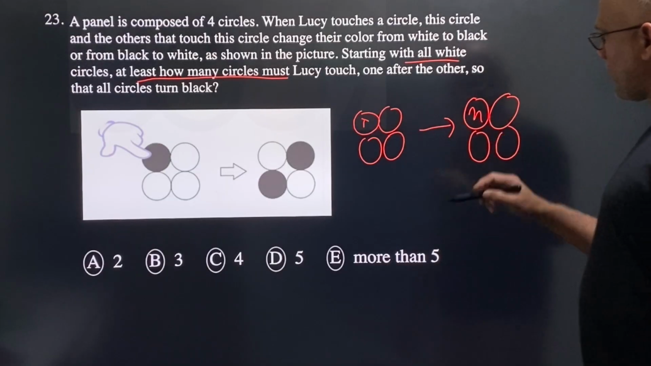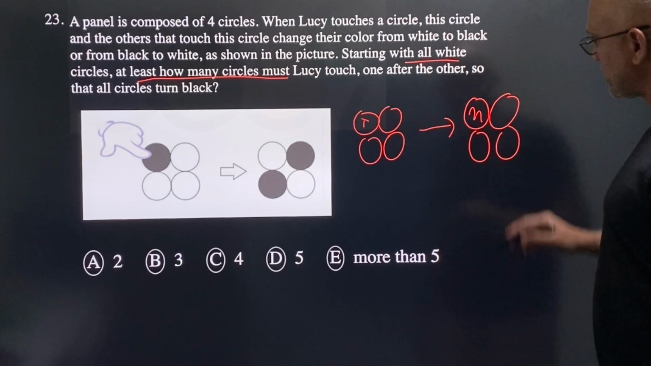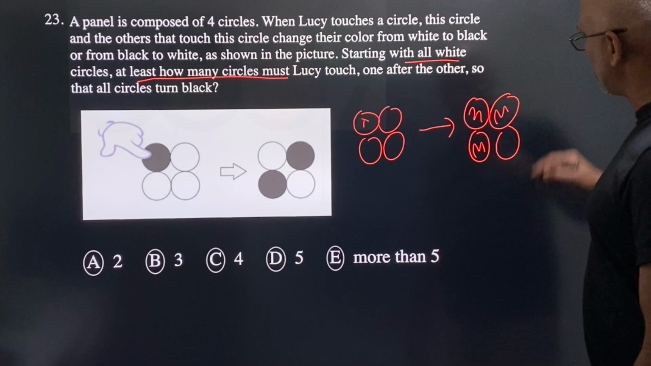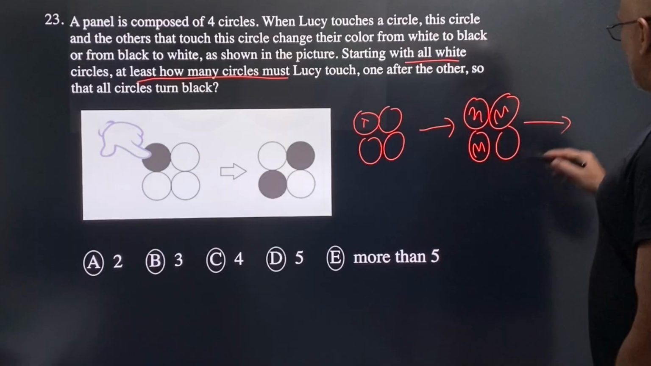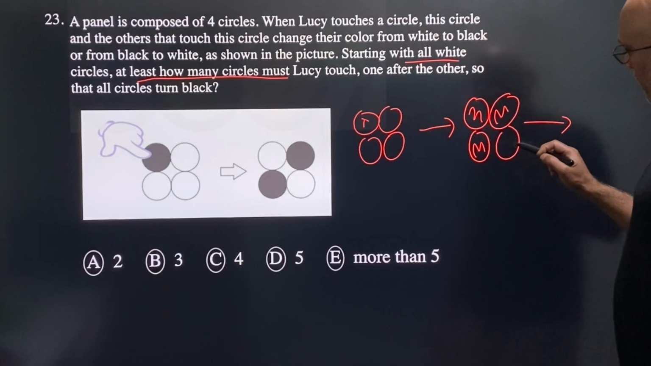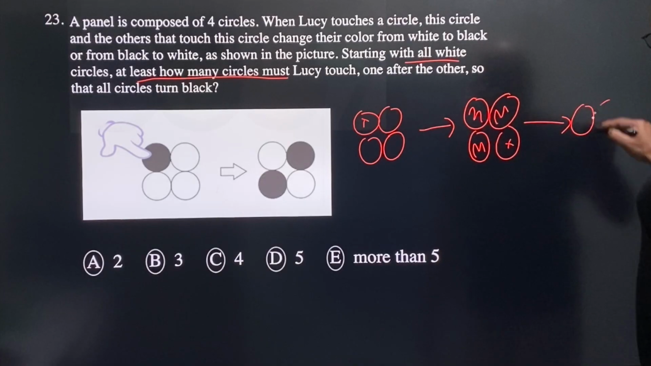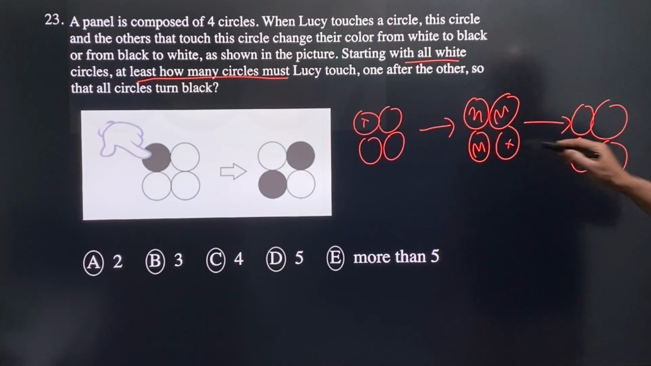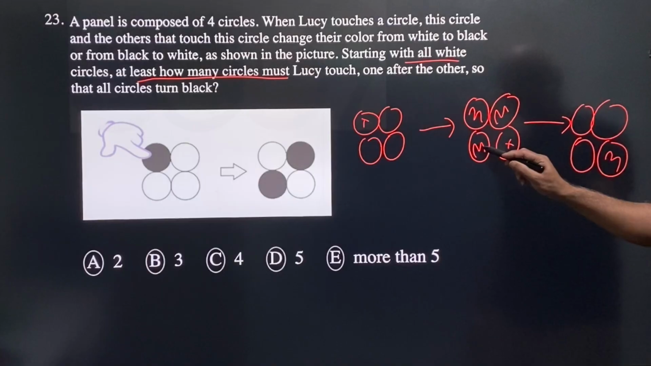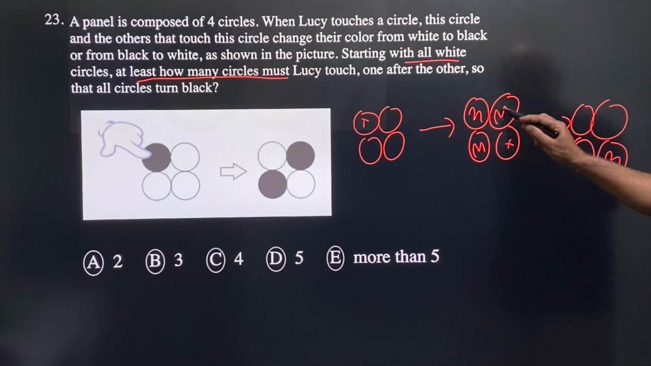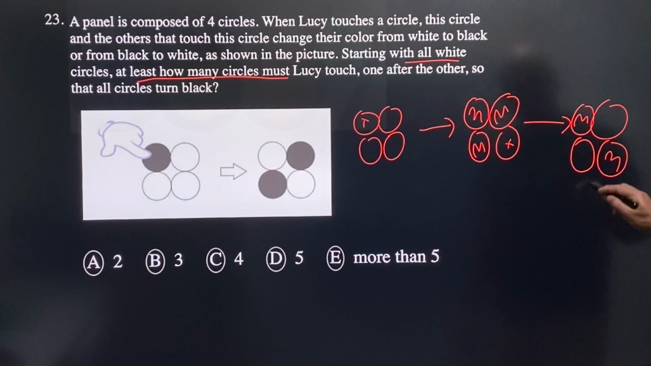White will change color to black, and these 2 others they are touching, they will also change color. It will become white to black. Okay. Next, I want to touch this one. If I touch this one, this will become black. Black and black will become white and white. This black will remain the same.